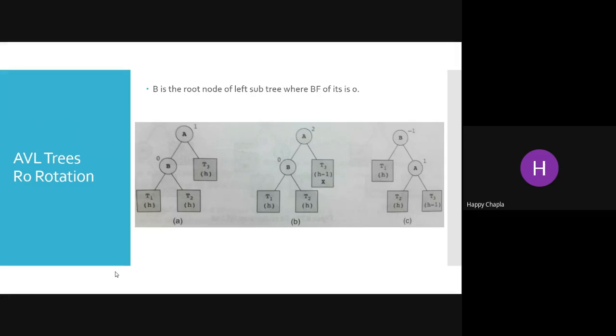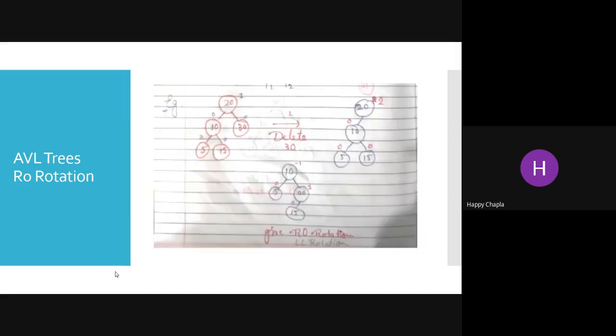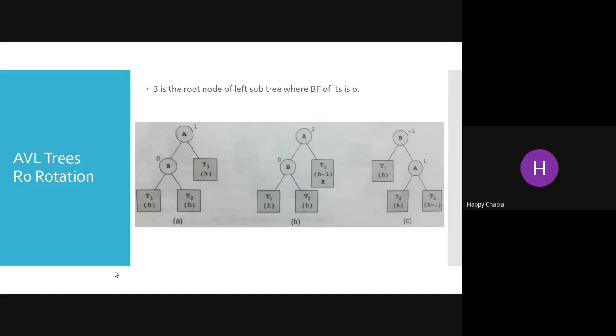Every leaf node has a balance factor of 0. Every root node has a balance factor equal to the height of the left subtree minus the height of the right subtree. And you have to take the height as the maximum available height. That means if the left subtree has 5 nodes, then accordingly the level is different. So you have to check those things.